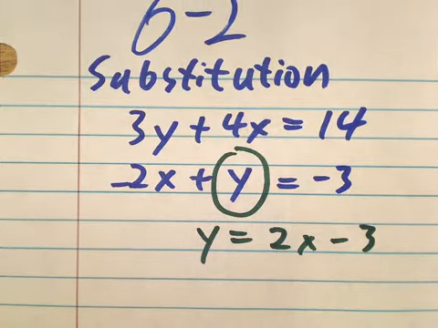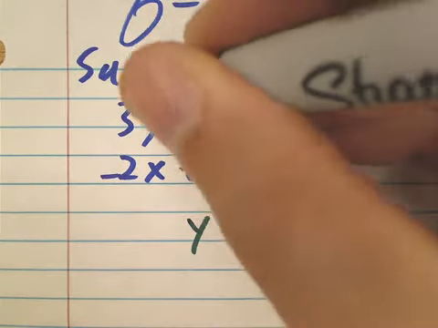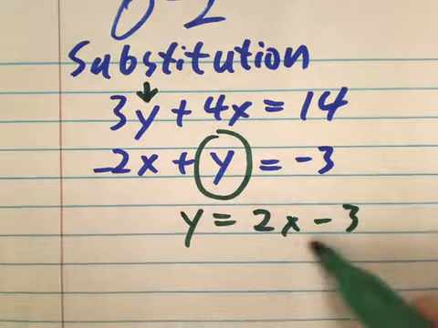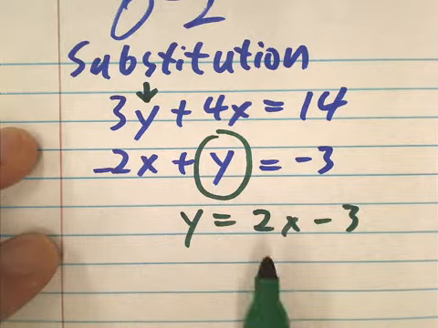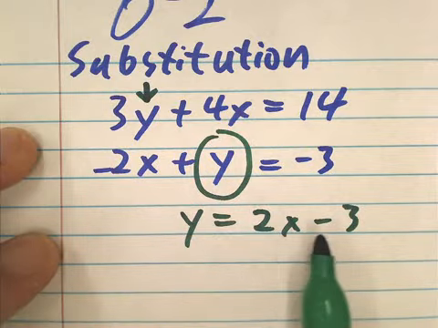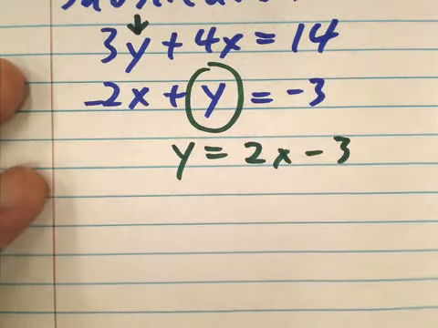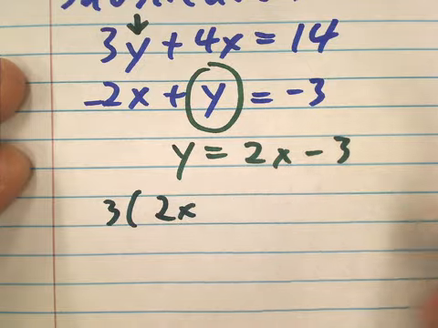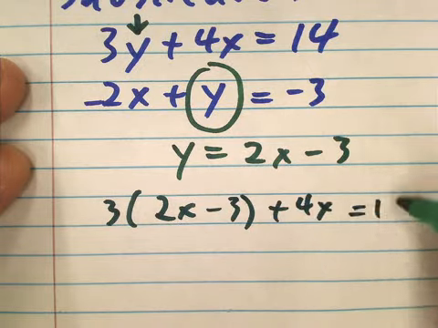Okay, well that's good. And now, once I've solved for this, I'm going to put it in the y in the other equation. So I'm going to substitute. This is where the name comes from. I'm going to substitute the other y with what I solved for. So I'm going to write out this line here, but instead of y, I'm going to put what it equals. It equals 2x minus 3. So let me go ahead and do that. So 3 times (2x minus 3) plus 4x equals 14.